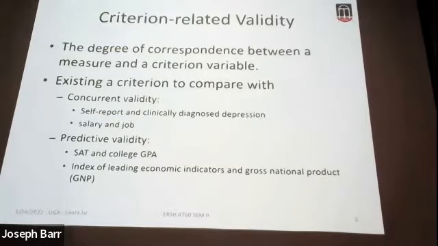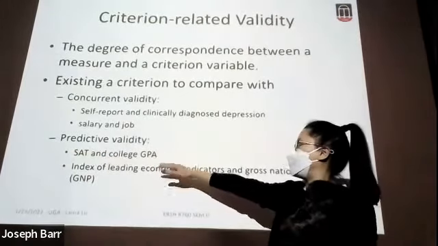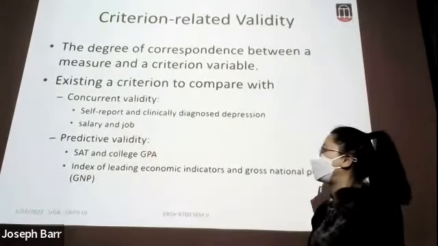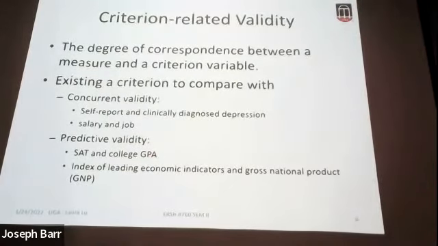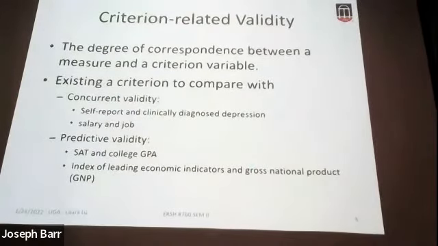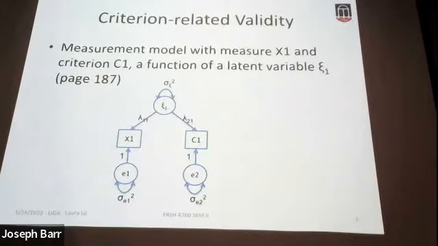Although it's not very accurate, I know, okay. And the predictive validity, for example, the SAT score and the college GPA. So it's kind of like a prediction. You can use SAT to predict the future college GPA. Or by using the index of leading economic indicators to predict some kind of GNP, gross national product. So again, this validity is kind of better than the previous content related, but still it's not quite clear. So let's look at the example.